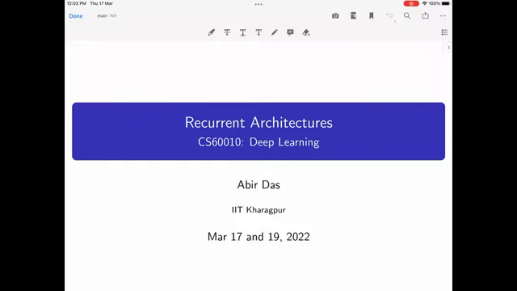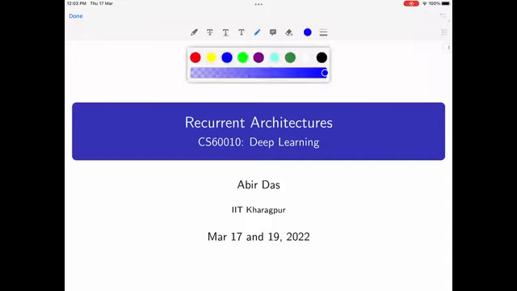So till yesterday we have completed the applications of coordinates, so basically detection and segmentation. Today we are going to get into a very new thing, which is recurrent architectures. Okay, so this is the agenda as always.